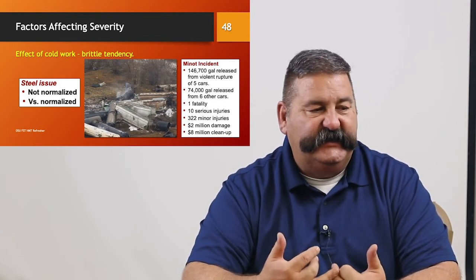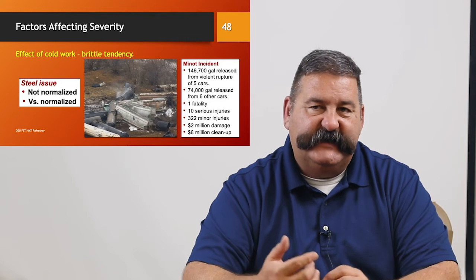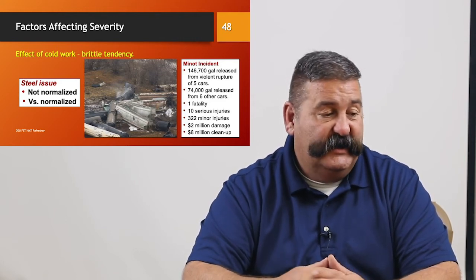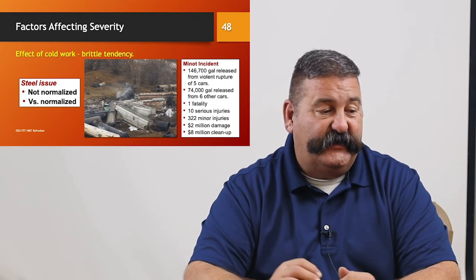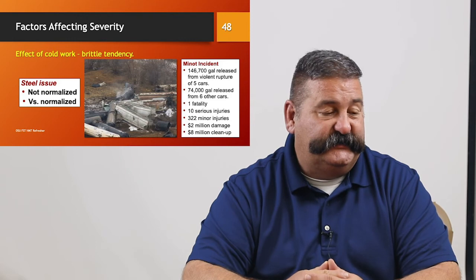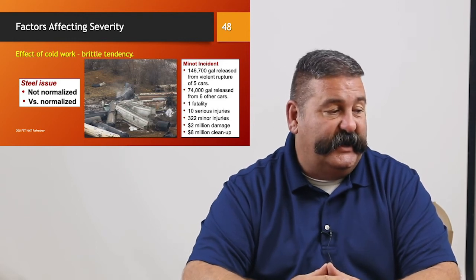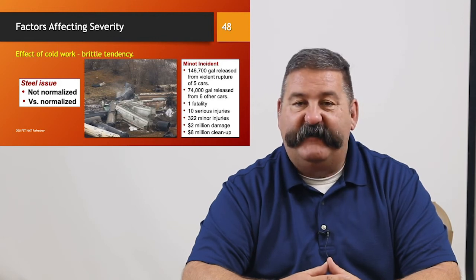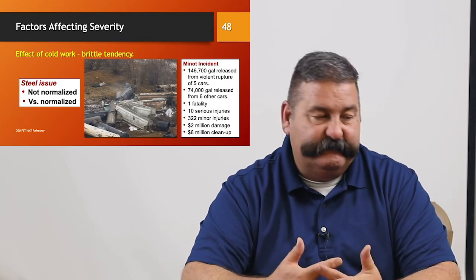In the Minot incident, they had over 146,000 gallons that were released from a violent rupture in 5 rail cars. 74,000 gallons from 6 other cars, 1 fatality, 10 serious injuries, 322 minor injuries, $2 million in damage, and $8 million in cleanup. The steel issue is one of the things they looked at: was it made to be able to handle this type of incident?